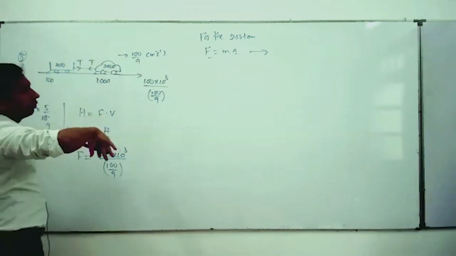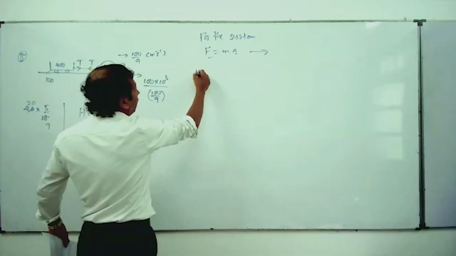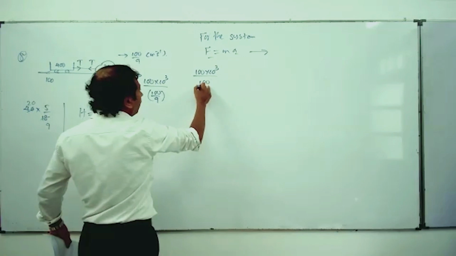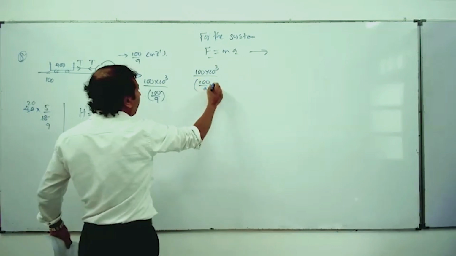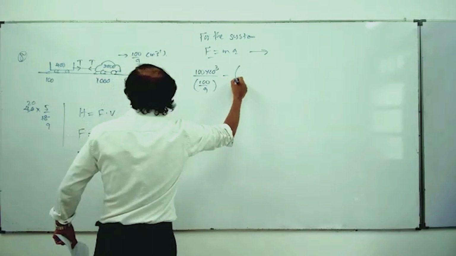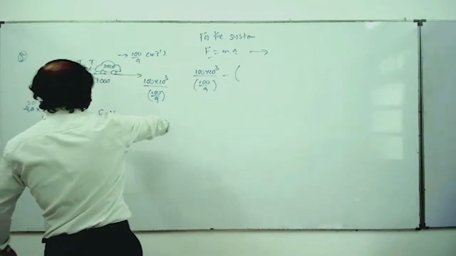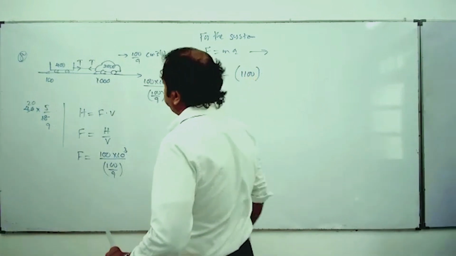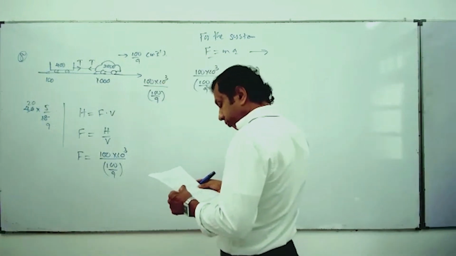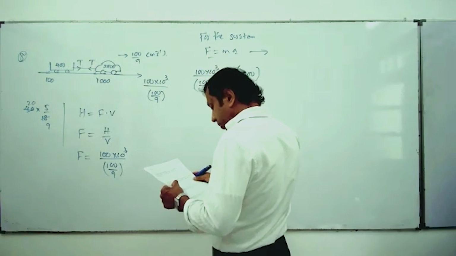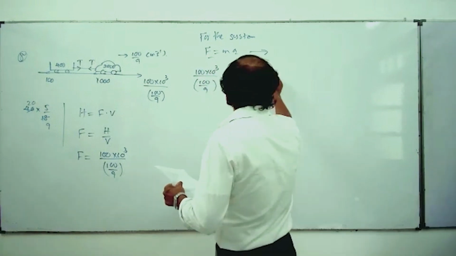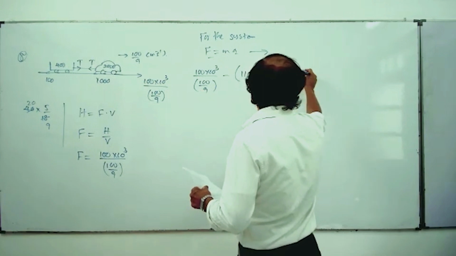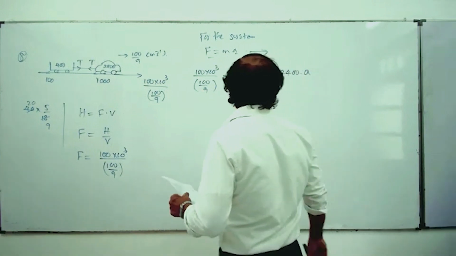Total force forward, this 100 into 10 power 3 divided by 100 by 9 minus 1100, total resistance force. Right. F is equal to total mass 2400 into acceleration a.